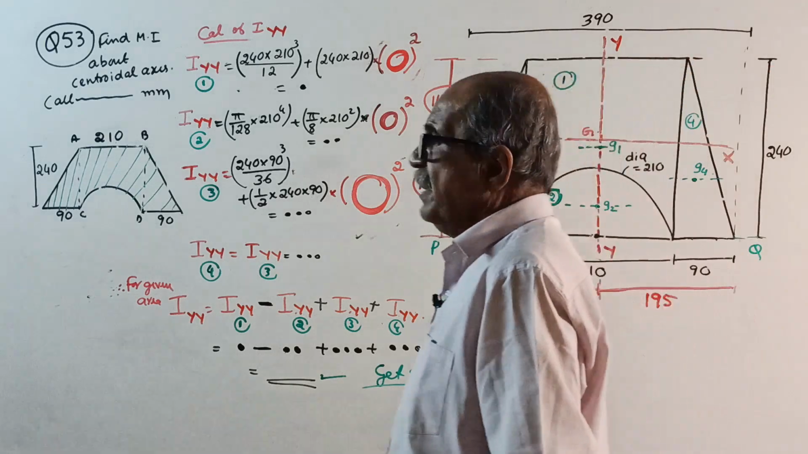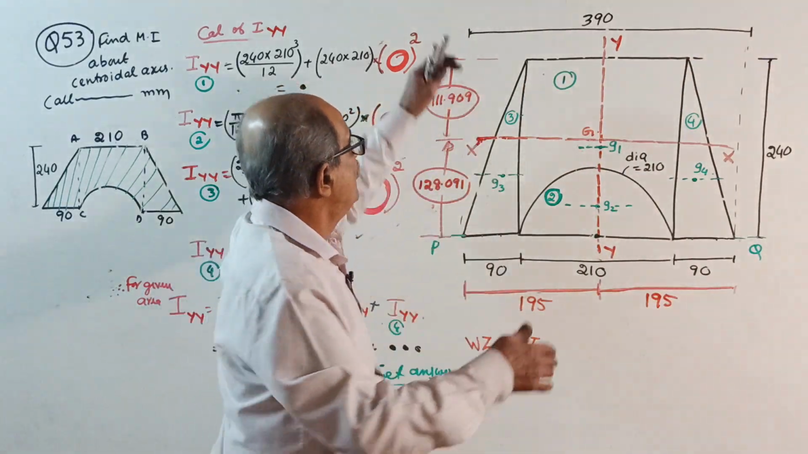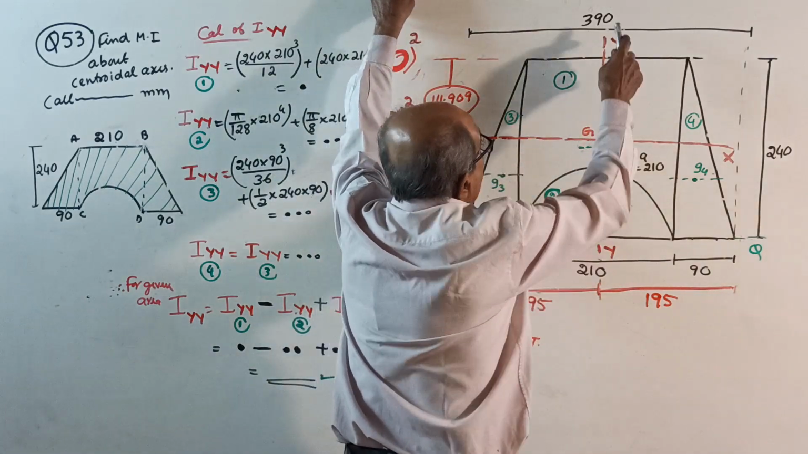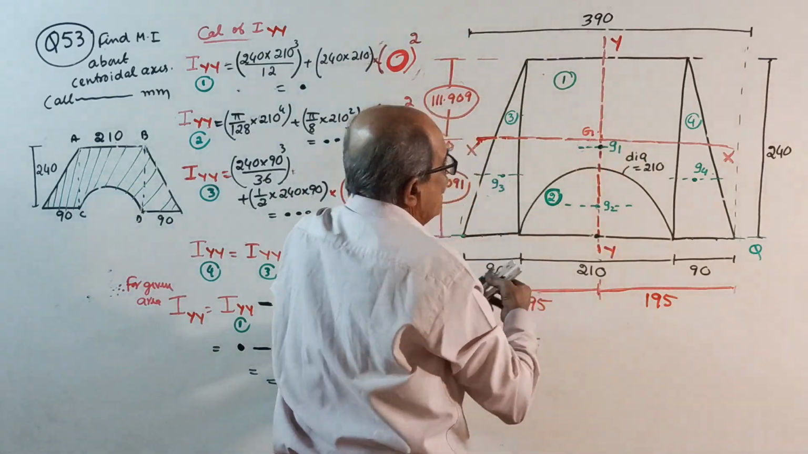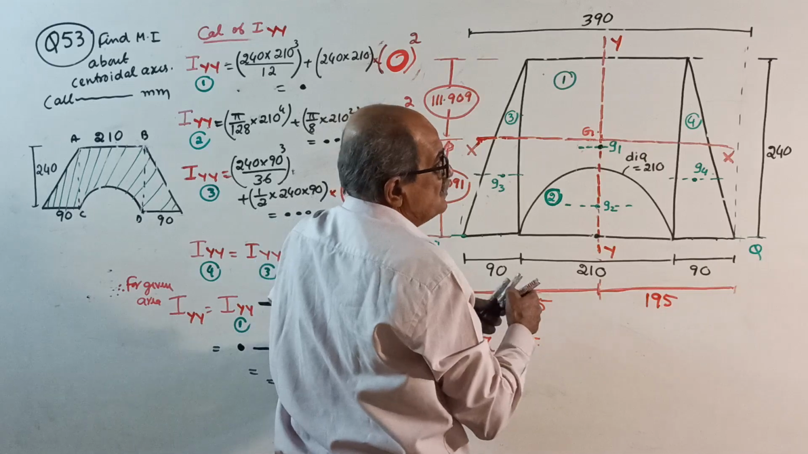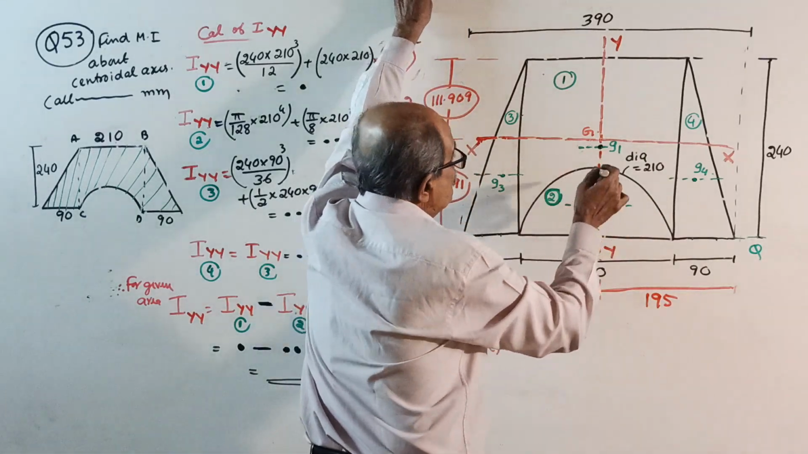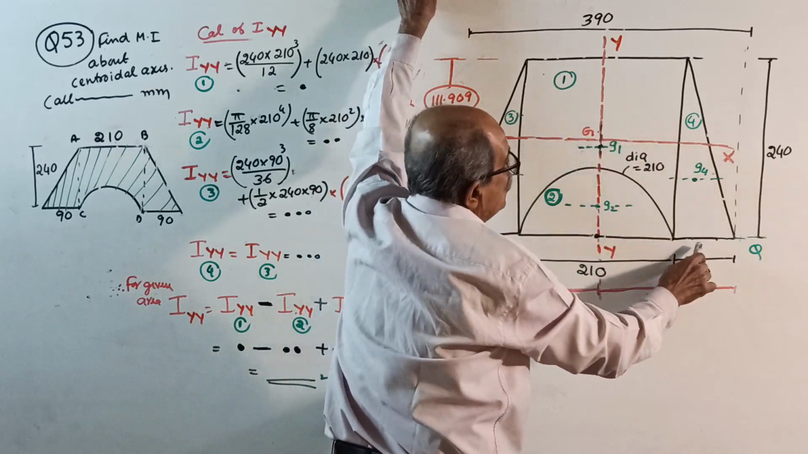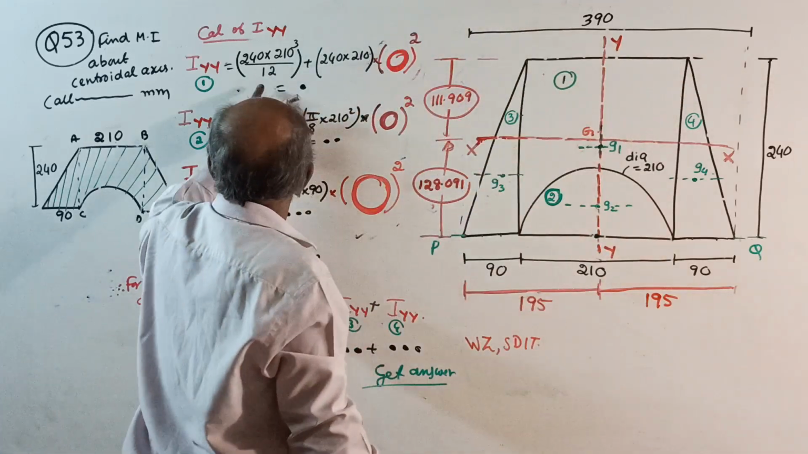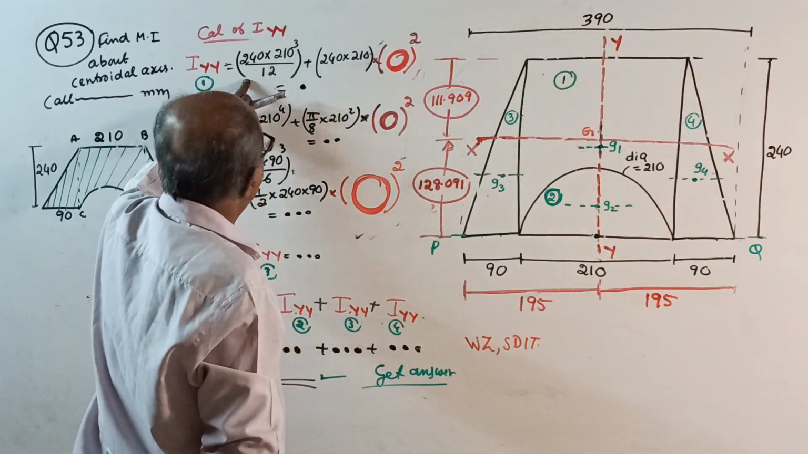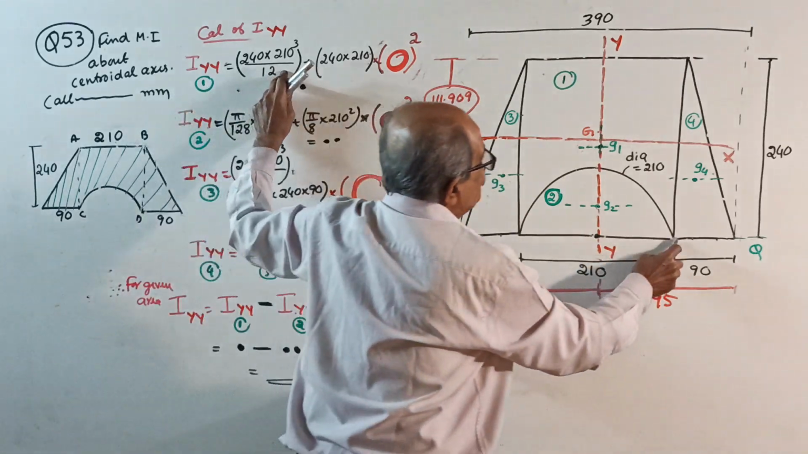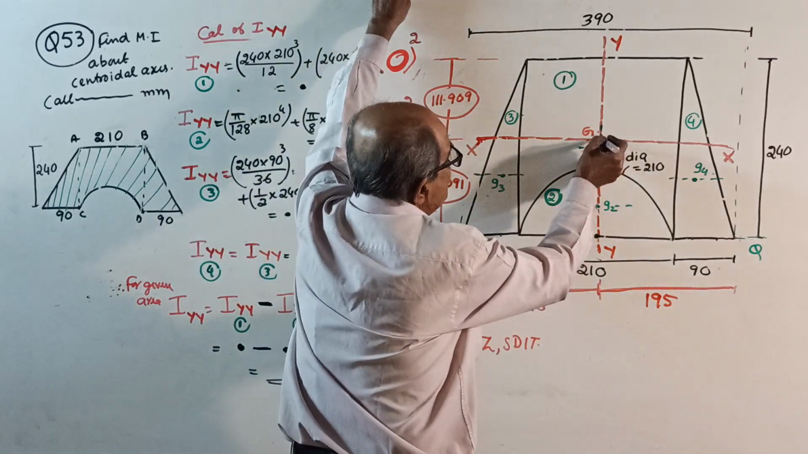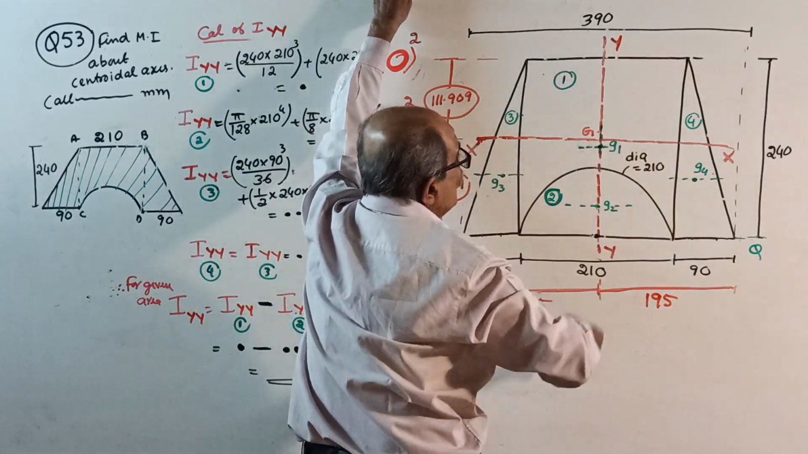Now, I about YY. Okay, start. First, for the rectangle, its centroid is here. I about its own centroidal axis, passing through G1. Same axis: 240 into 390 cube... where is it? 240 into 210 cube by 12, plus area into the centroid G1 lies in YY.